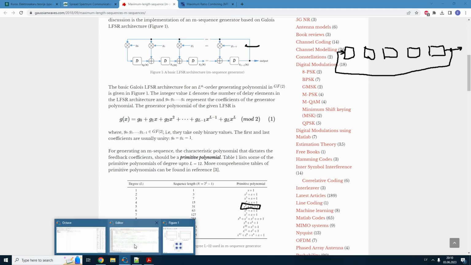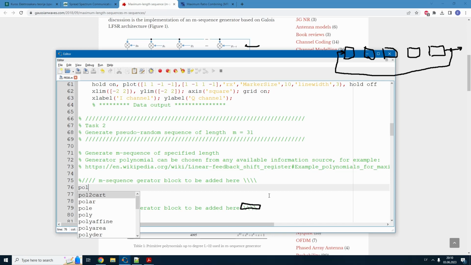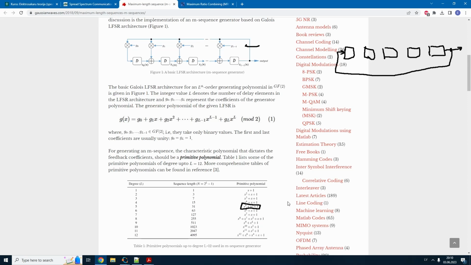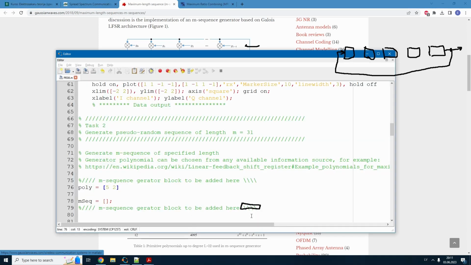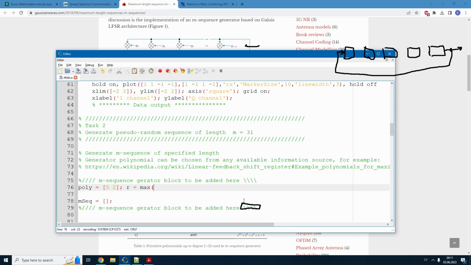We may as well at once mention that we are going to use a polynomial with the coefficients 5 and 2. Here you can only see x^5 and x squared. The x^0 term is always present in any polynomial, so we don't count it. Accordingly, the maximum degree of this polynomial is going to be the maximum of the poly. Well, we know that it is going to be 5.